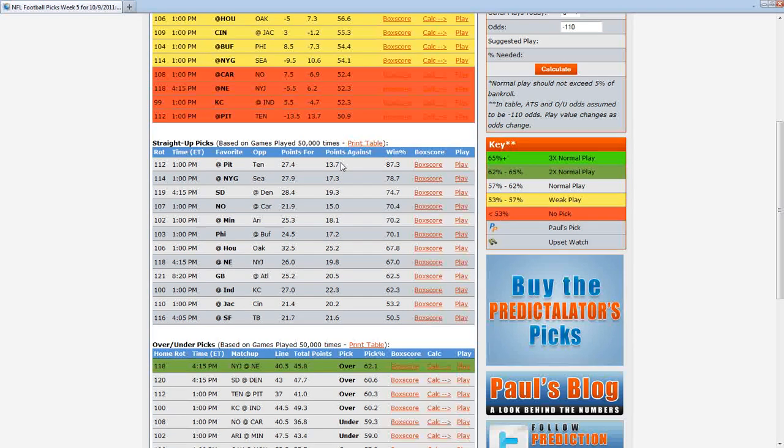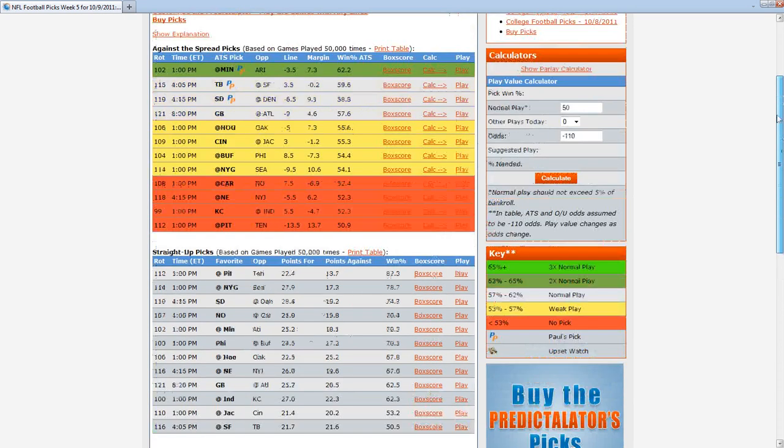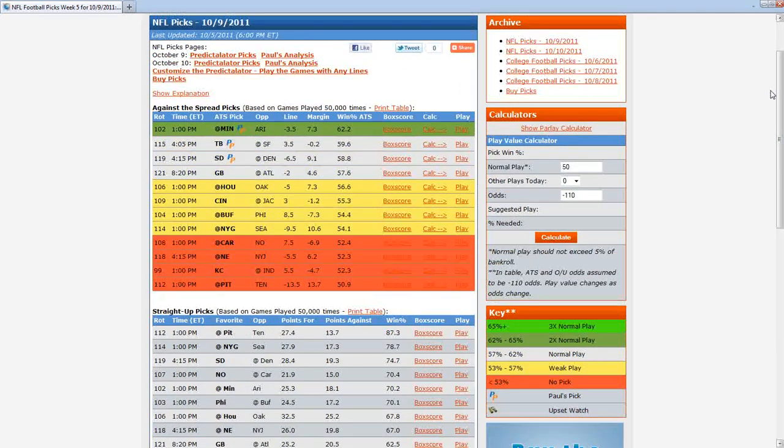Now, while that's probably of note to people who might be in survivor pools or who are fans of the Steelers or Titans, the most interesting table on this page is likely the against the spread picks page, where you do see the Paul's picks noted as the top 3 plays. Minnesota is that top play, so that would be considered our lock of the week for that week. And we come to this conclusion by looking at the line, playing the game 50,000 times, and seeing how often the Vikings cover the spread.